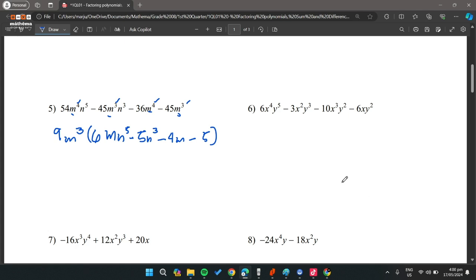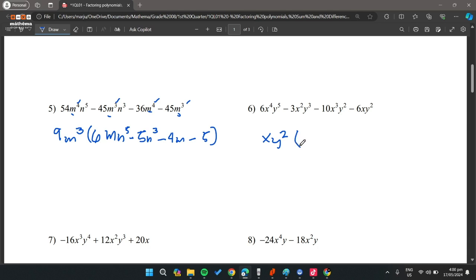Walang common, right? So basically, we are going to skip the numbers and focus on the variables. So we have xy, xy, xy. So we will write xy. But in terms of x, what is the lowest exponent? We have 4, 2, 3, 1. So we will write x and then y. What is the lowest exponent of y? We have 5, 3, 2, 2. So the lowest exponent is 2. So that will be our common factor.